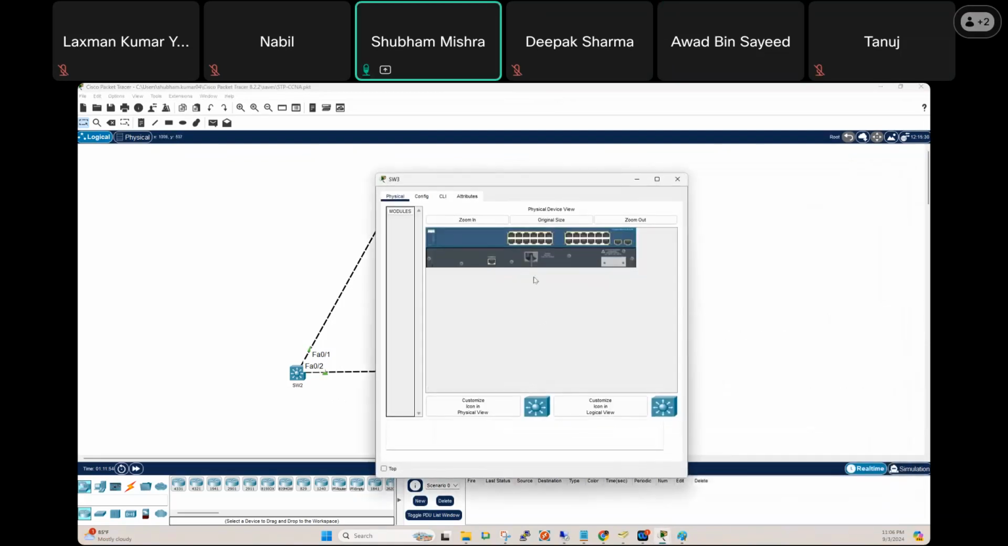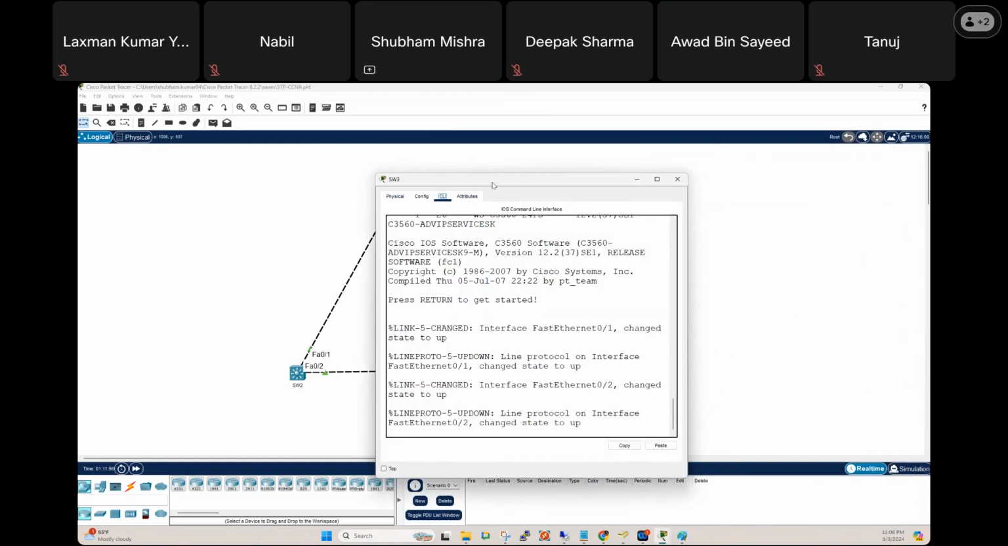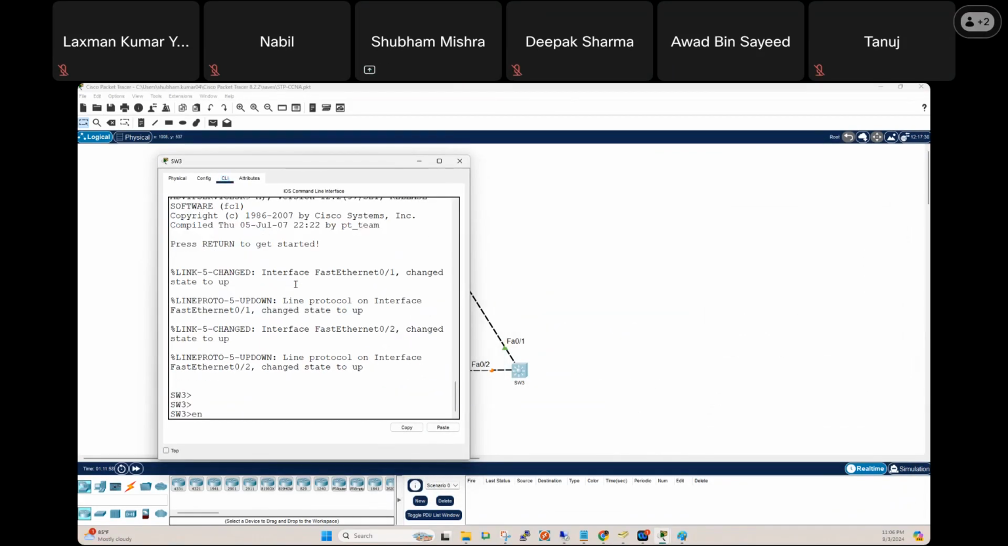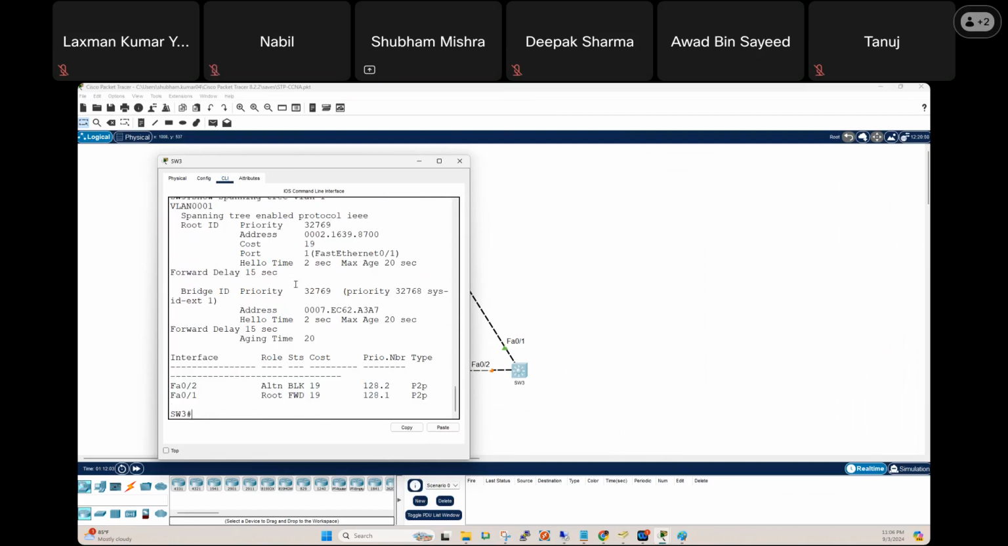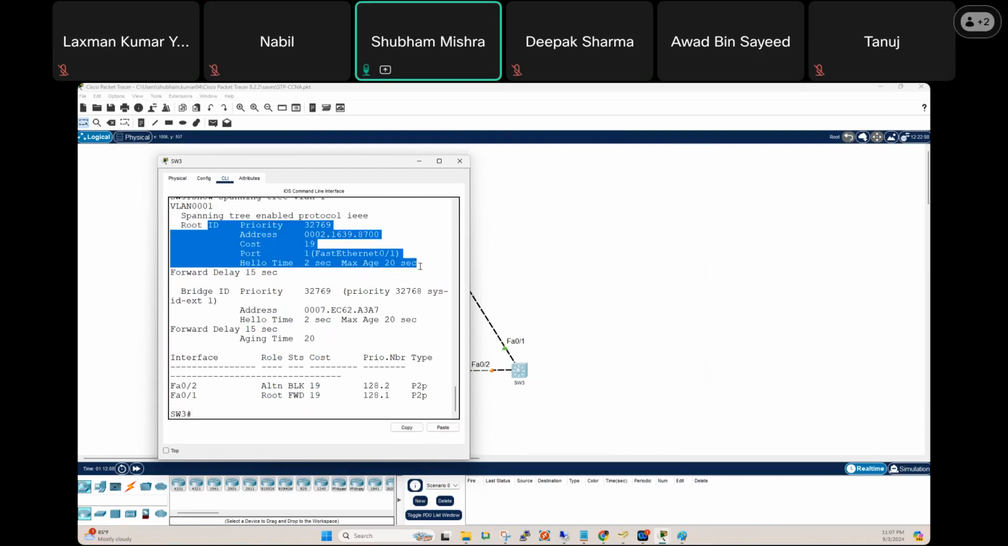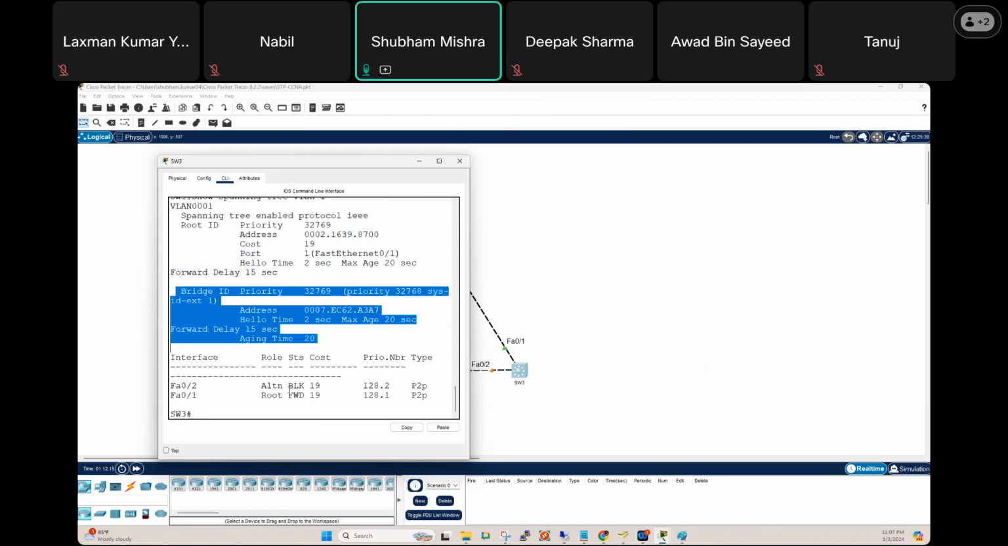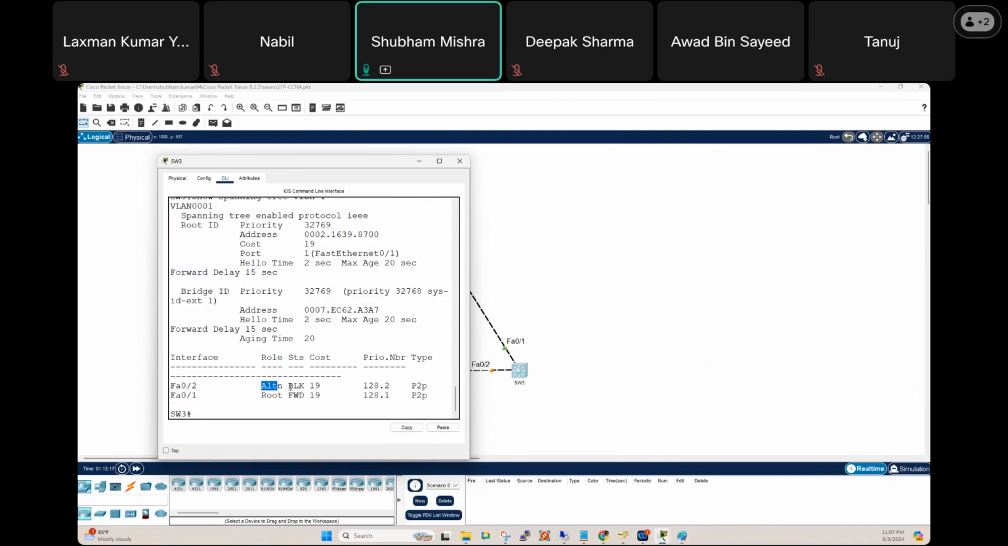Now, here on this switch, we're doing the same for VLAN 1. These are called the root bridge information. 8700 is the root bridge. And this is the bridge ID. Here 0/2 is called alternate. This is 0/1, called the root port, and this is called the alternate port.